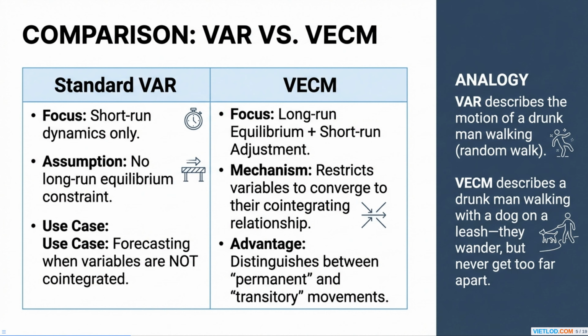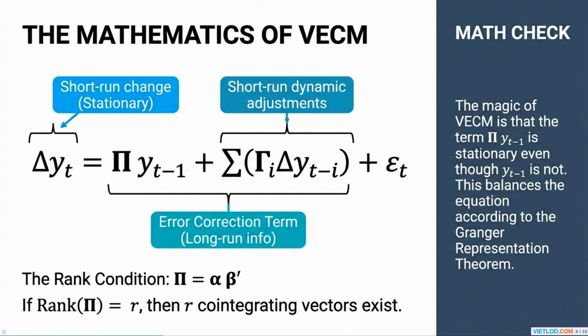The analogy of a drunk man and his dog is perfect. A VAR model is like tracking the drunk man alone. His path is a random walk. A VECM is like tracking the man walking his dog on a leash. Both wander randomly, short-run dynamics, but the leash, the cointegrating relationship, ensures they never get too far apart, long-run equilibrium.